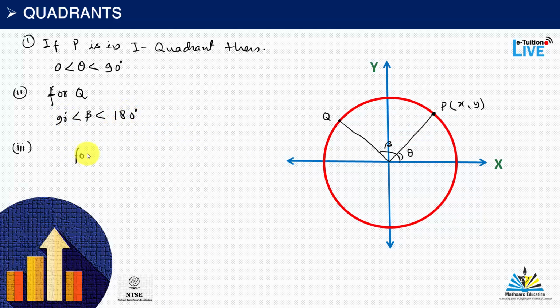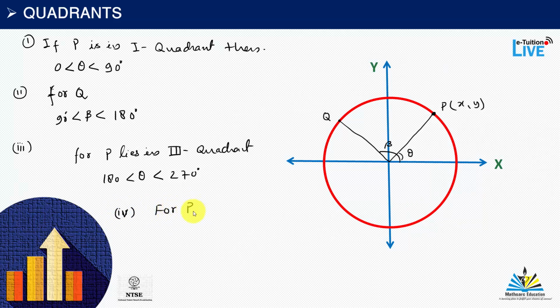Now for P lying in the third quadrant, in that case theta must be greater than 180 degree and less than 270 degree. And fourth case, for P in the fourth quadrant, theta must be greater than 270 degree and less than 360 degree.